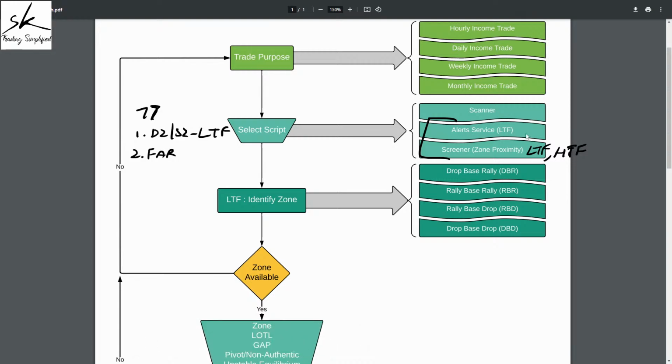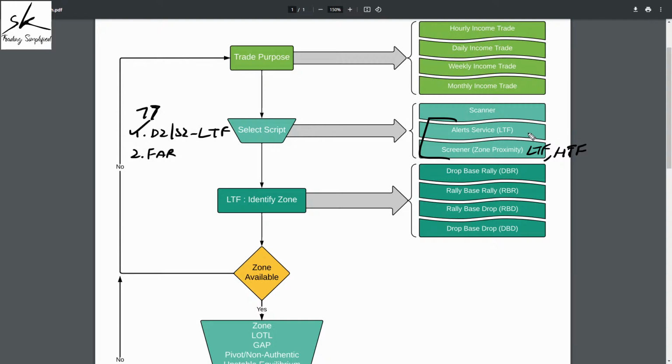But how it solves these 2 issues: one, both of them are purely based on demand supply zones. So this issue, which is one, is taken care of because they are based on demand supply zones. The symbols are only getting filtered because they have demand and supply zones on them.